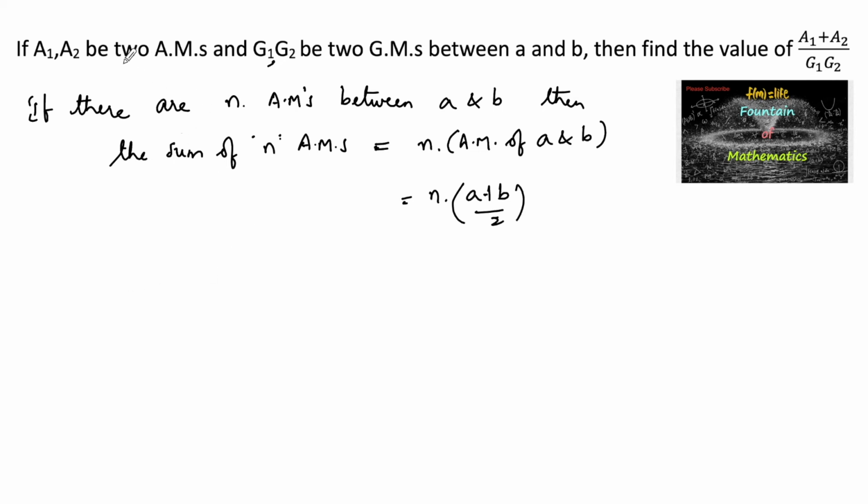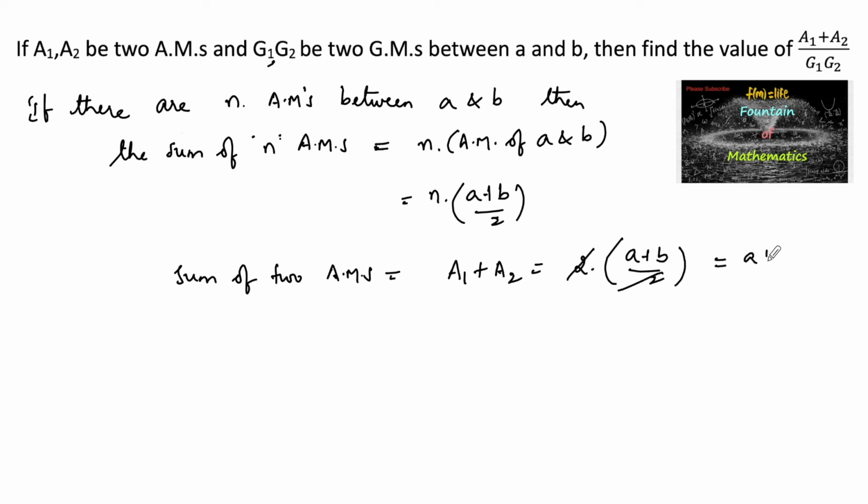So here in this problem there are two arithmetic means, therefore the sum of the two arithmetic means is equal to a1 plus a2, which is equal to 2 times the arithmetic mean of the two numbers which are first and last, that is a and b. So we can write (a plus b) by 2. So we can write a1 plus a2 is equal to a plus b.